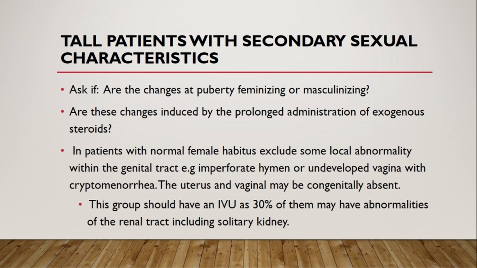This group of patients that have imperforate hymen or underdeveloped vagina should have an intravenous urogram, because about 30% of them may have abnormalities of the renal tract, including solitary kidneys.